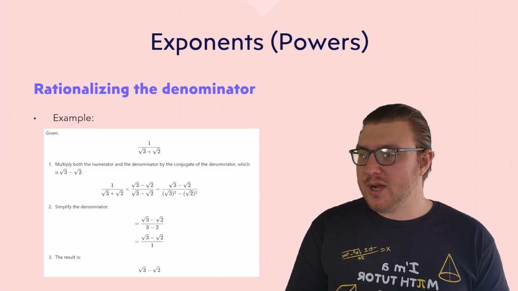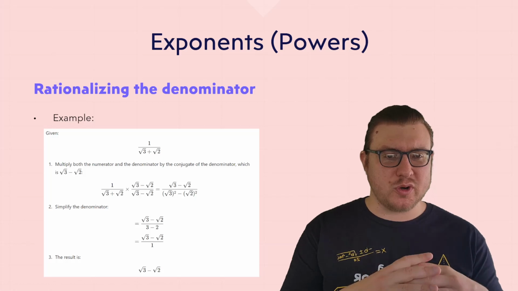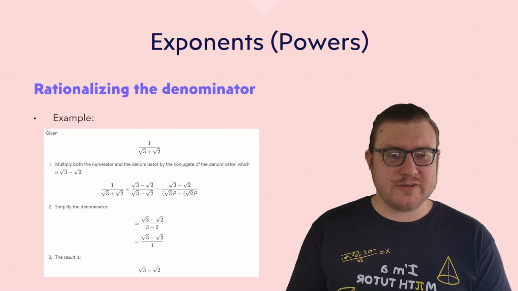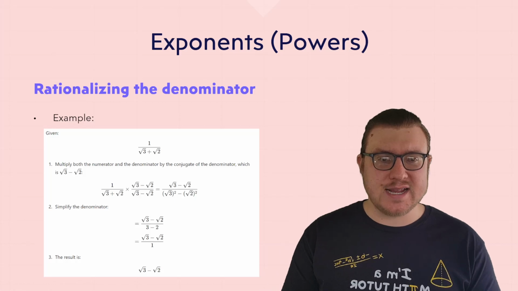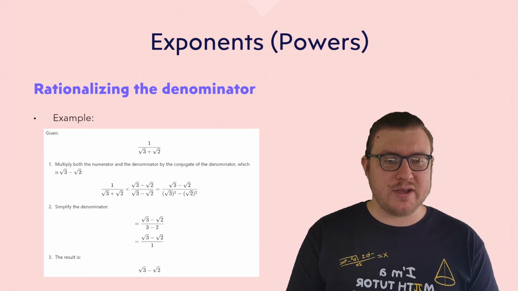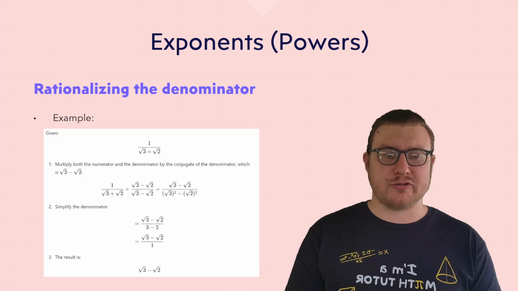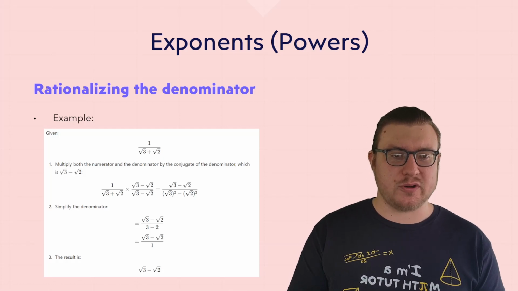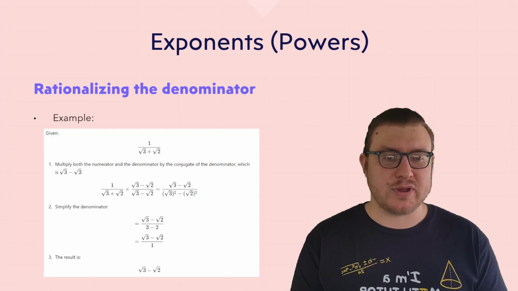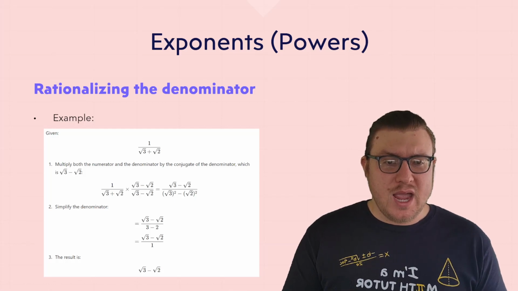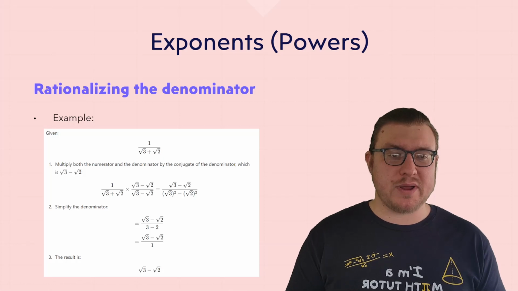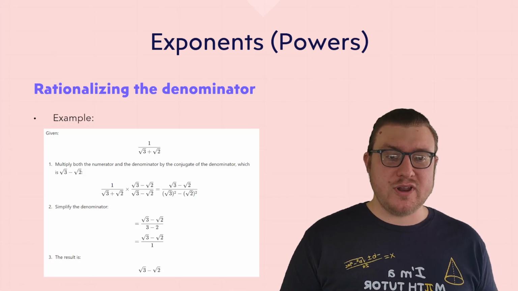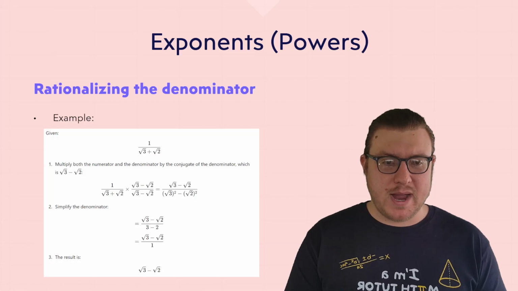Here's an example. It was taking a little bit long to put everything in nicely for the slides, so let's have a look at this example. We have 1 over the square root of 3 plus the square root of 2. And here we need to multiply by the conjugate. So we just flip the sign in the bottom to make it a minus.